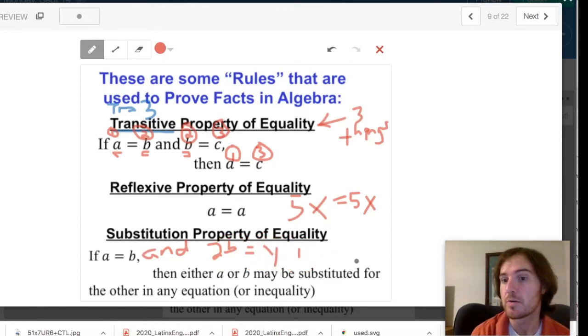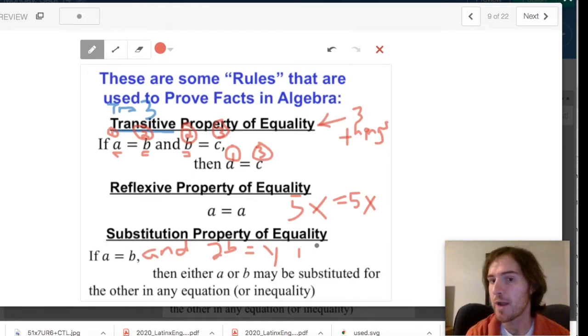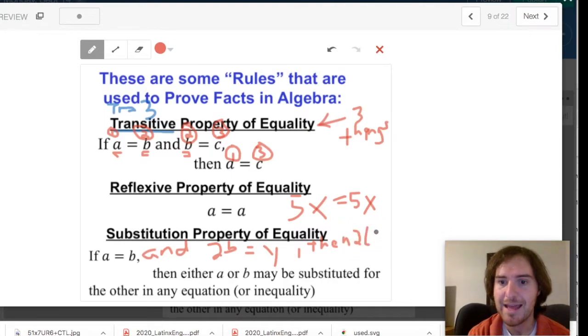What's a conclusion we can make? What's something that we can change around? If a equals b and 2b equals y, how can I rewrite? Because a lot of times in math, you just want to rewrite it. So what could my then statement be? Well, I know that 2b equals y, because that's in the original statement here. But a also equals b. Then I can do this. I can do 2a is also equal to y.